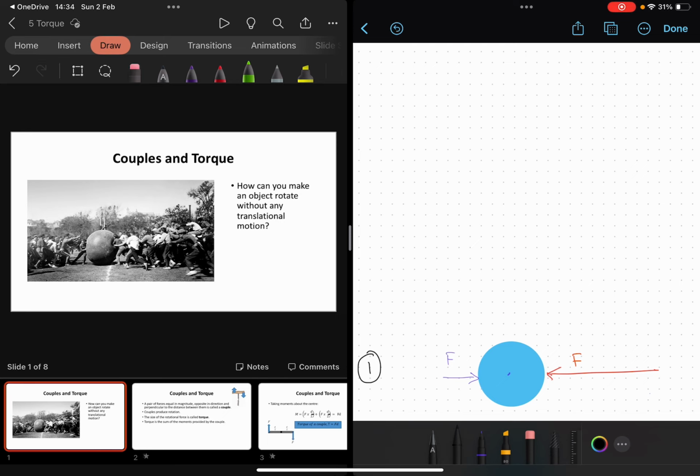Why is that? Well, we can explain this from our idea of moments. I don't think there is going to be a turning force from either team. Why is that? Because if I draw the lines of action of the two forces and compare that to where the pivot is, which is the center of mass of the spherical object, there is zero distance between the line of action of the force and the pivot. So in other words, there's no moment, there's no turning force.